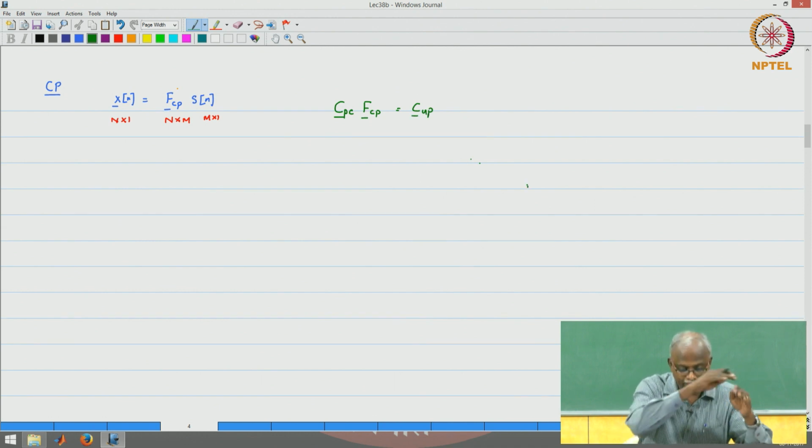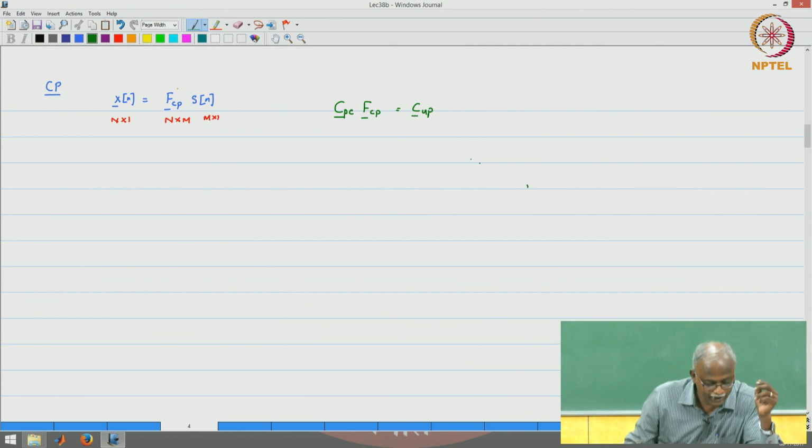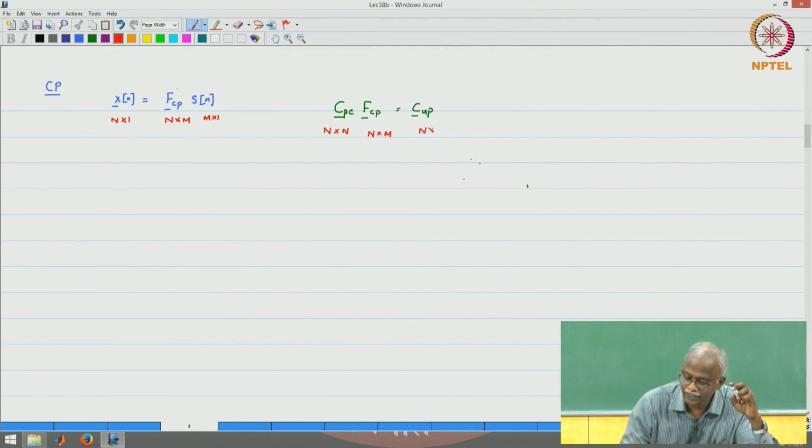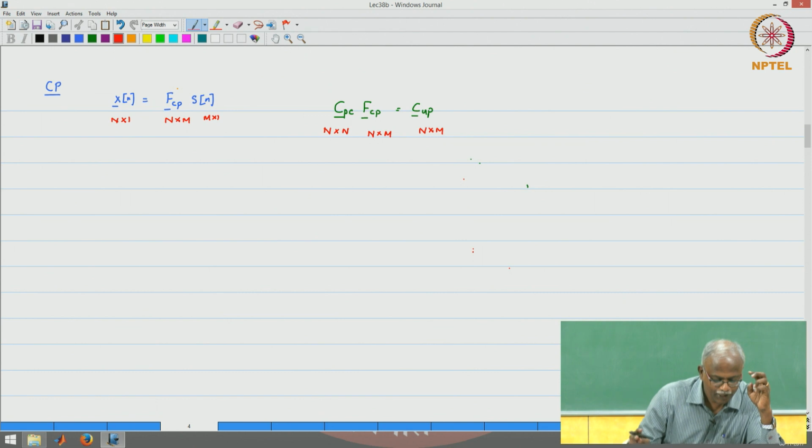Let me just make sure that we got the dimensions correct. CPC is an n cross n matrix. This is an n cross m matrix, this is an n cross m matrix, okay. And after this, the next step is the cyclic prefix removal. CP removal changes the dimensions of this matrix.